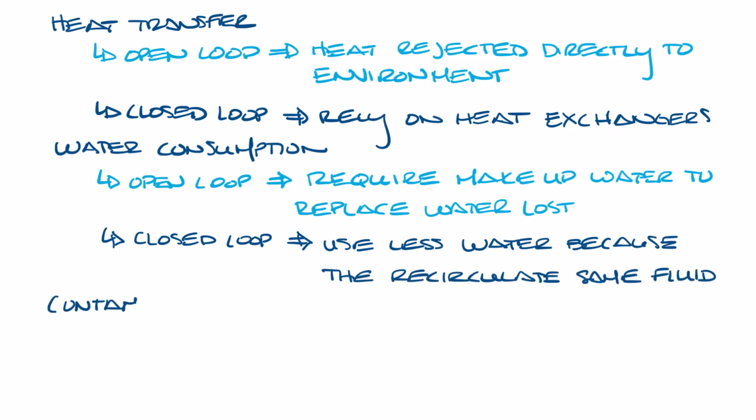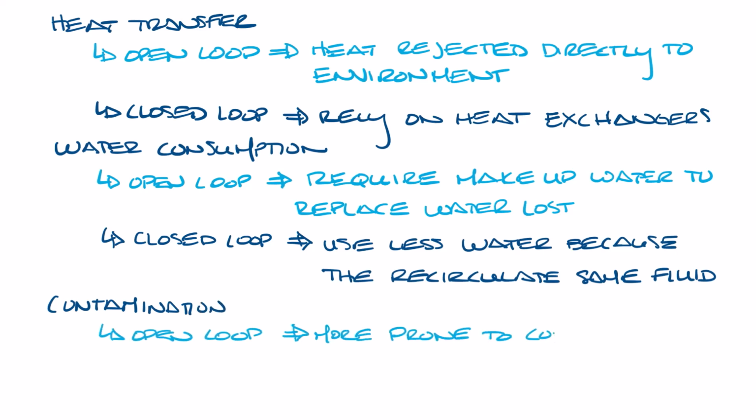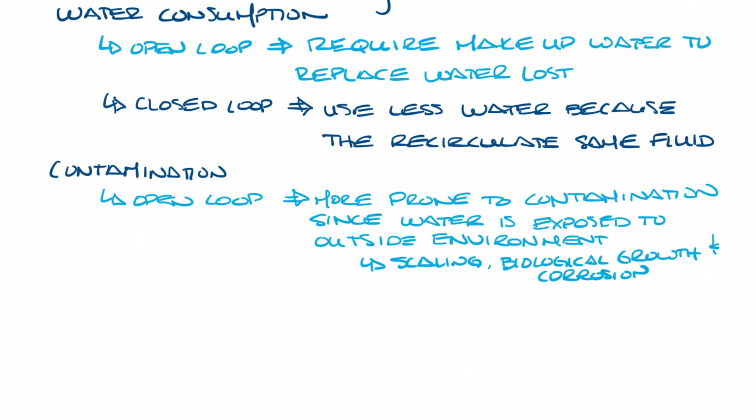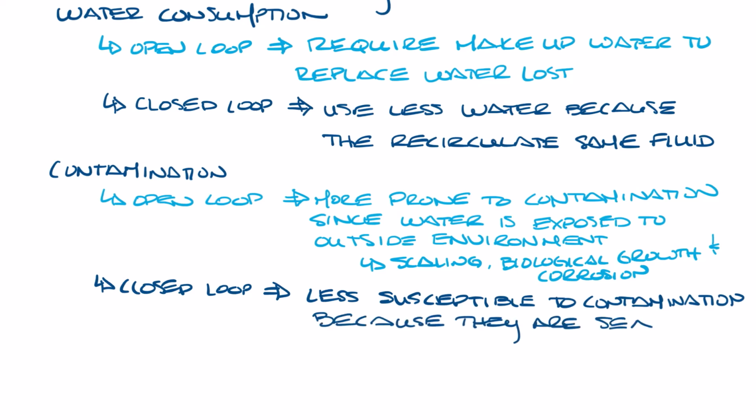Water contamination is something else that needs to be considered. Open loop systems are more prone to contamination since the water is exposed to the outside environment. This can lead to scaling, biological growth, and corrosion. Let's scoot this up. Closed loop systems are less susceptible to contamination since they are sealed.